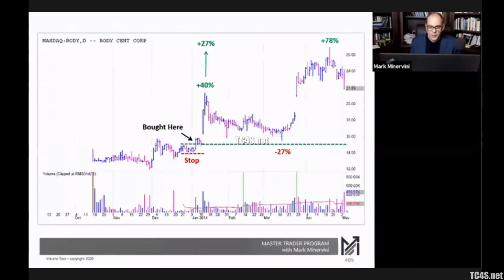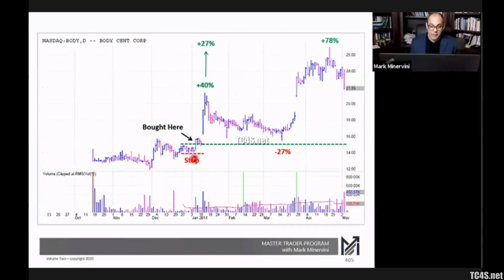Here's another example. So this is Body Central. Now, I bought this one right here coming out. I think we talked about this in Primary Base. This is that stock that I saw in the mall with my wife around Christmas time.